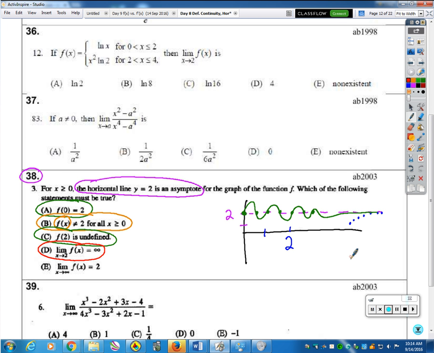Follow-up questions. Last one. This is the definition of a horizontal asymptote. That's exactly what horizontal asymptote means: that as x gets close to infinity, the y value gets close to 2. Questions? Good work, good focus. Next one. So E is the correct answer.